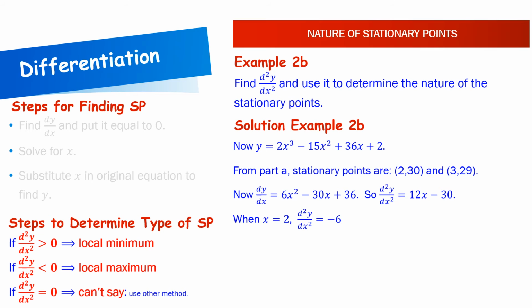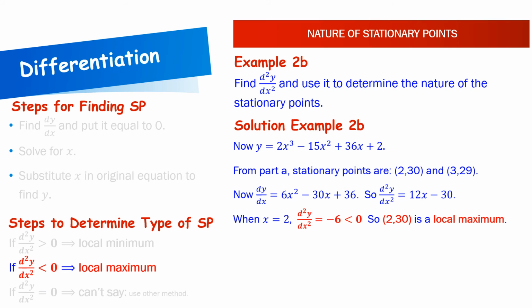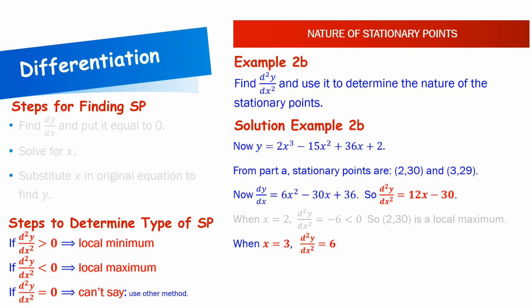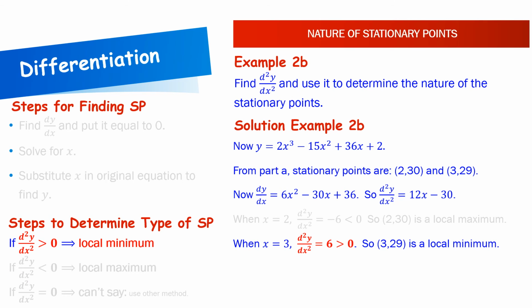When x equals 2, which is one of the stationary points, d2y/dx squared equals minus 6. This is less than 0, and therefore 2, 30 is a local maximum. Now when x equals 3, d2y/dx squared equals 6. Clearly this is positive. And therefore 3, 29 is a local minimum.